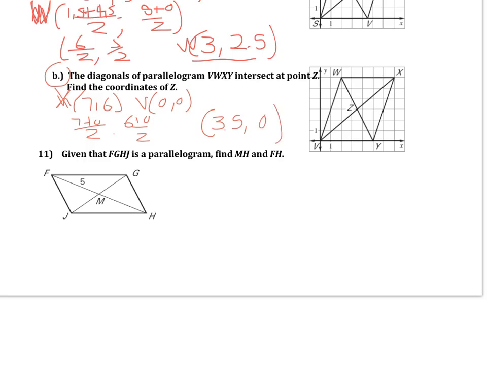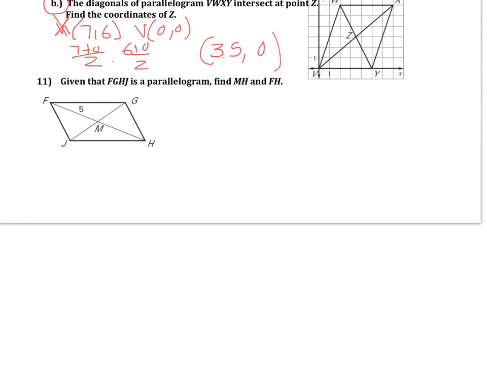Number 11, all we're given is that it's a parallelogram. FM is 5, so therefore MH is also 5, and FH is 10. Nice, easy problem.